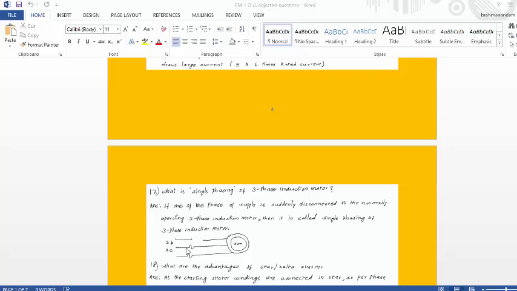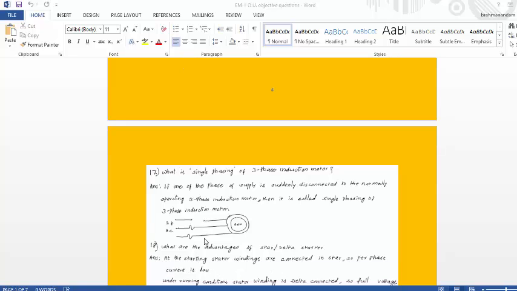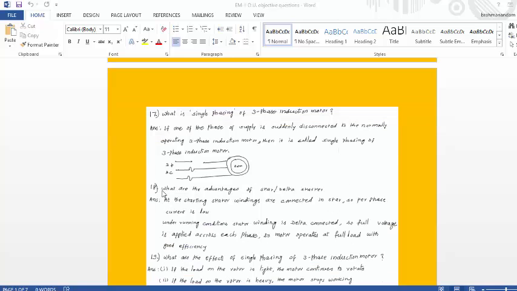So initially all the phases are connected to the three-phase induction motor stator like this, and it is running normally. Then suppose one of the phase blows like this, means supply disconnected in one phase. In that case, the condition of the three-phase induction motor is called single phasing of three-phase induction motor.